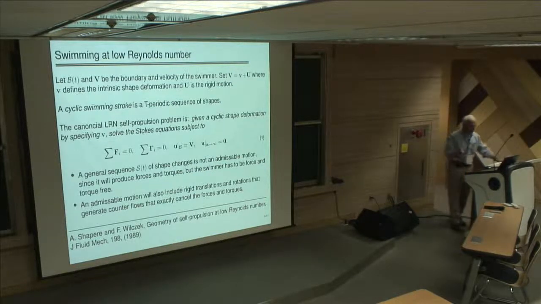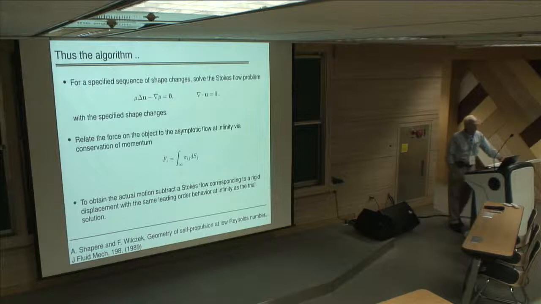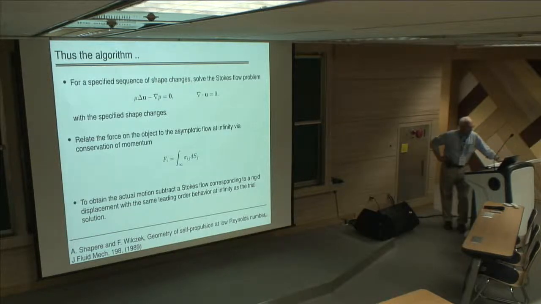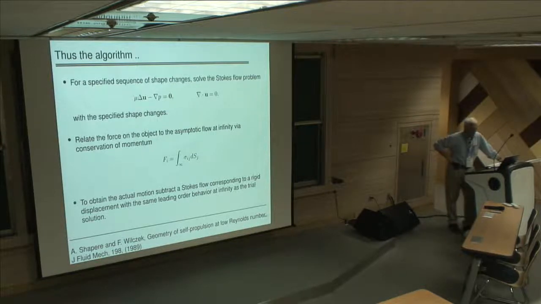Similarly for the rotation. That may sound a bit obscure, but I think it'll become clear when we go through this. Okay? So here's the algorithm. Solve the Stokes flow with specified shape changes. Look at the asymptotic behavior at infinity from the conservation of momentum, and then take off exactly the Stokes flow that corresponds to a rigid motion that gives you 0 at infinity.